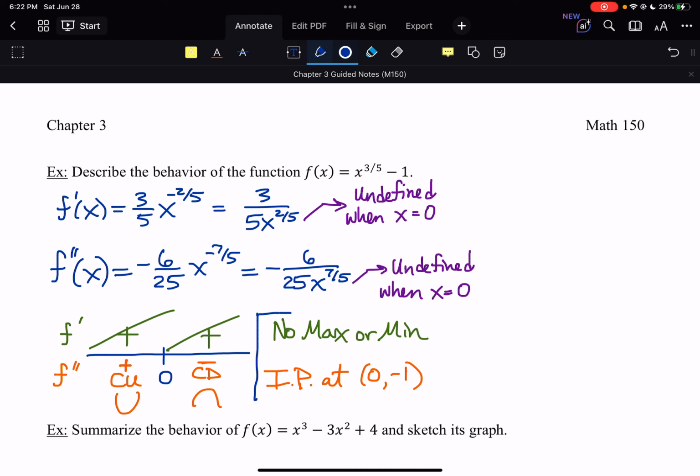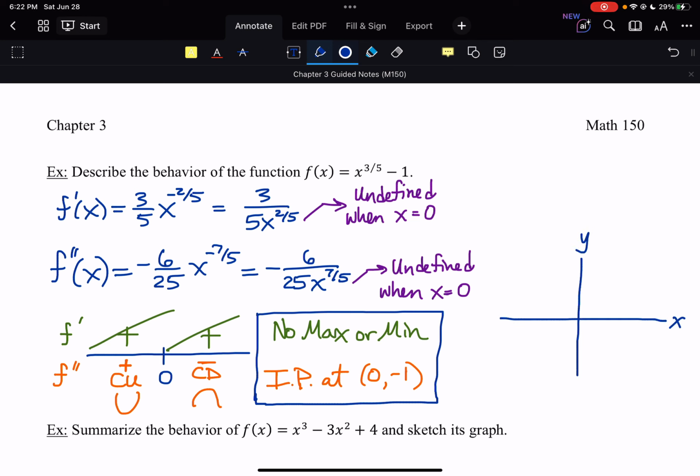So this gives us a couple useful pieces of information. If we were to look at the function itself, it's increasing into 0 and it's increasing out of 0. It runs through the point (0, -1). That's going to be down here. And it's going to be concave up and then concave down.